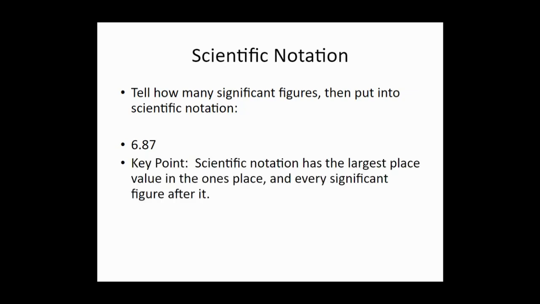The key point here, scientific notation always has the largest place value in the ones place, the 6, right, in the ones place. You don't have a tens place in scientific notation. You always just have a ones place, and then every digit after that comes in after the decimal, and then you use a times 10 to the some exponent to communicate the magnitude of the number. So every digit after the decimal point is significant. This has 3 sig figs, 6.87. In scientific notation, it just is what it is for 6.87.